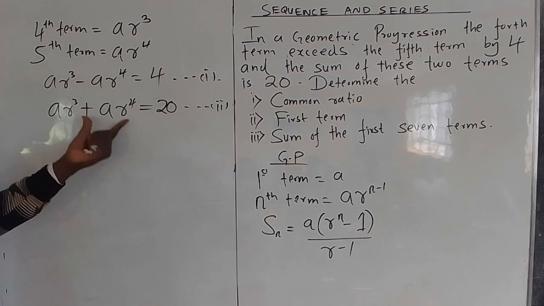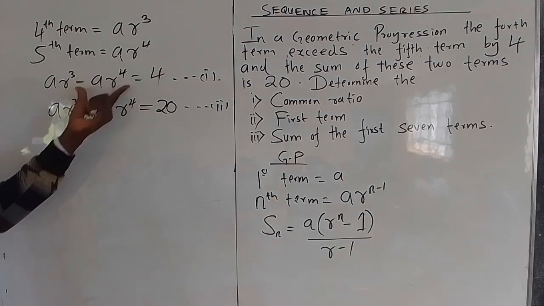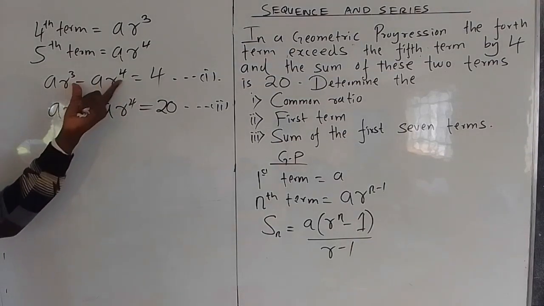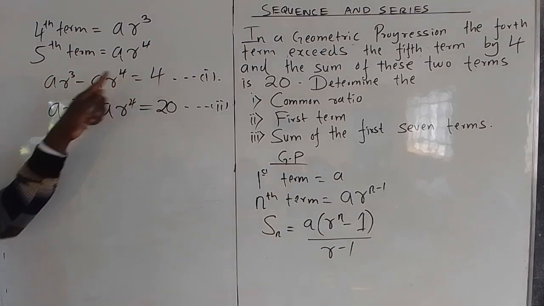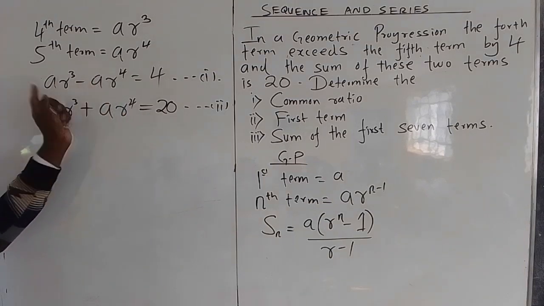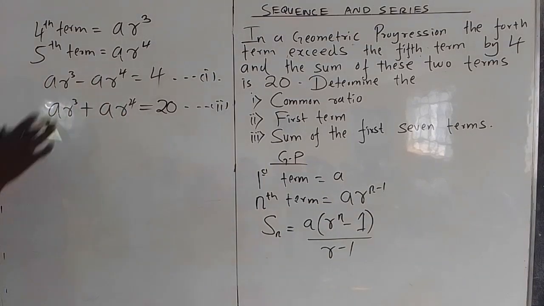How can we simplify this problem? Do we use elimination or substitution? Which one is simpler? Elimination will first of all make it simpler, so that we put A in terms of R. We can make A the subject in each case, then we make R. So can we make A the subject of the formula so that we use substitution?